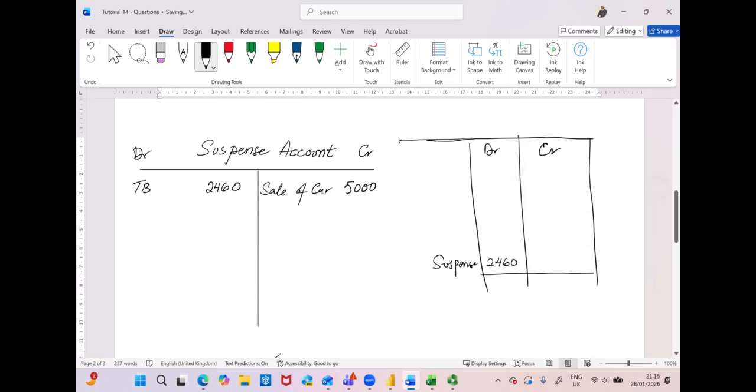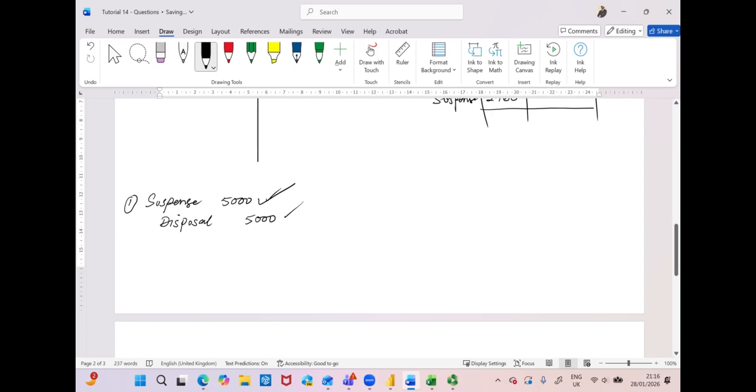Therefore, we will write over here disposal. Disposal is a technical word which is used for the sale of a car. And we will write £5,000 here. So you can see the suspense account is being debited, and in the details, I have written disposal.